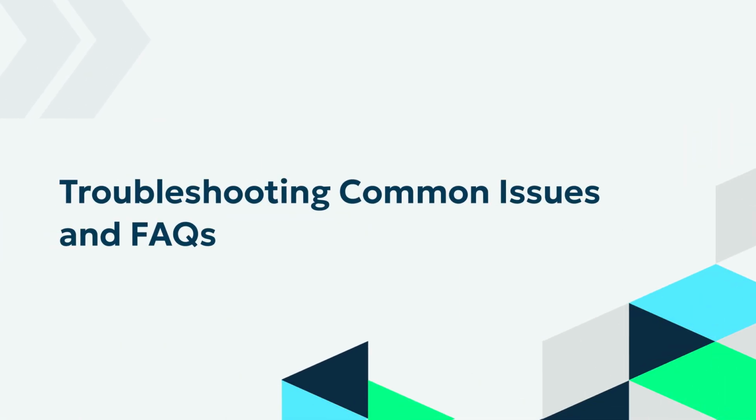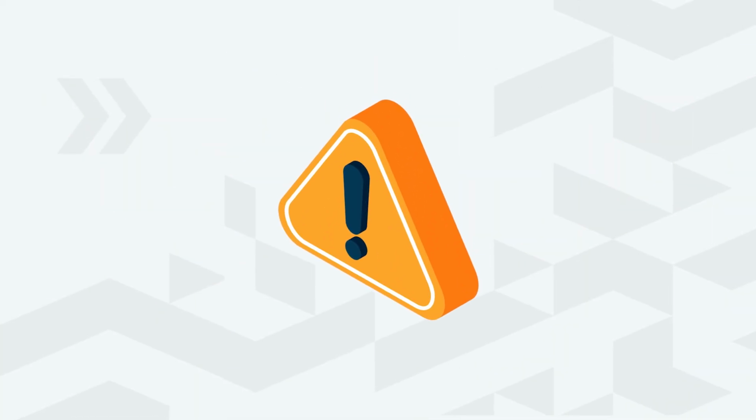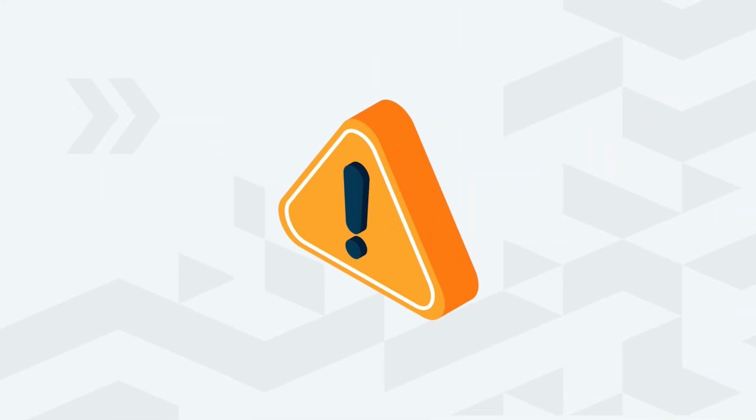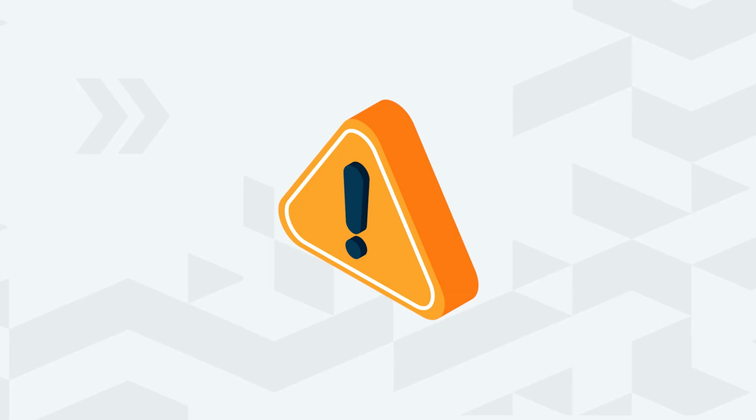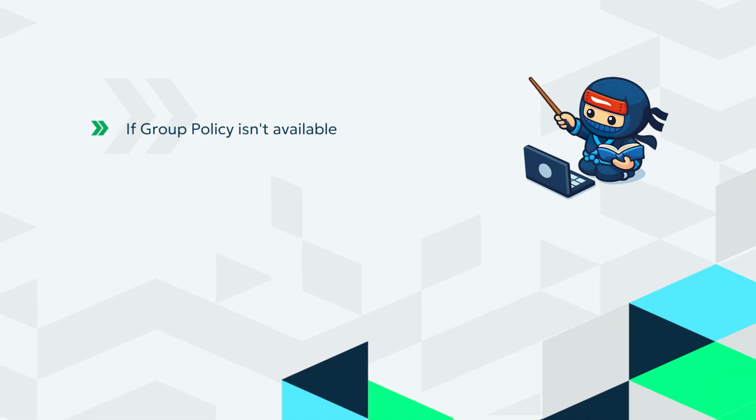Troubleshooting common issues and FAQs. Encountering issues? Sometimes things don't go as planned. Let's cover some common issues you might encounter and how to fix them. If group policy isn't available, it's likely because you're using Windows 10 Home. Use the registry method instead.